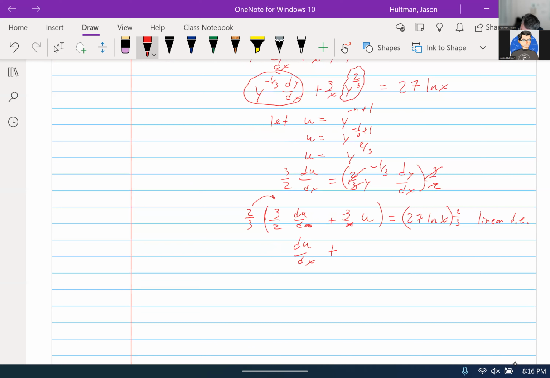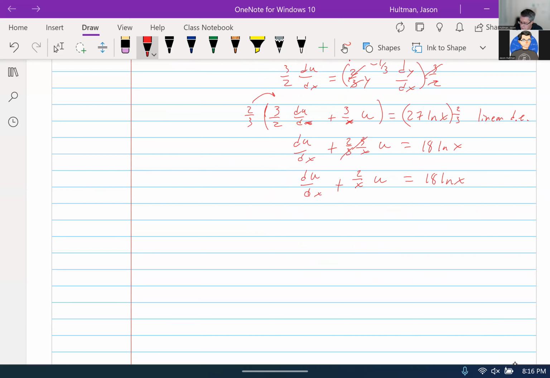So this is, I'll just multiply it out. This is 2/3 times 3/x. Okay, the 3's are going to cancel, is equal to 27 times 2 is 54, divided by 3 is 18. So that's 18 natural log of x. So this becomes du/dx plus 2/x u is equal to 18 natural log of x. Okay. So now this is just a linear differential equation in terms of u. Okay, no longer is in terms of y. It's in terms of u.